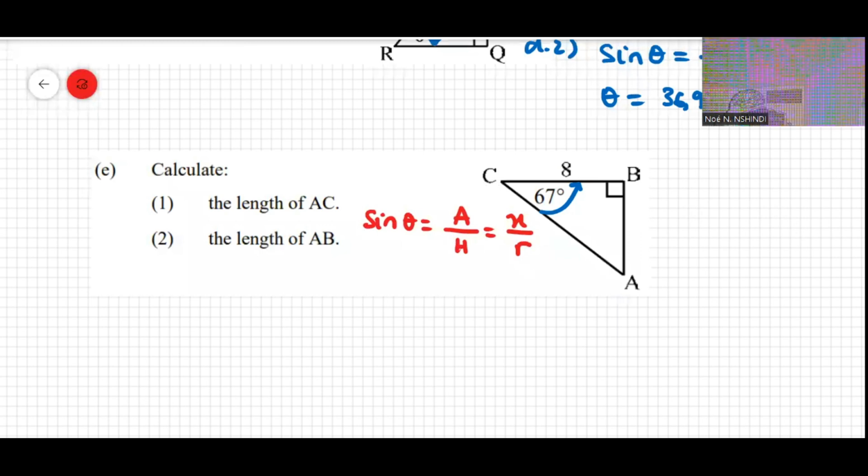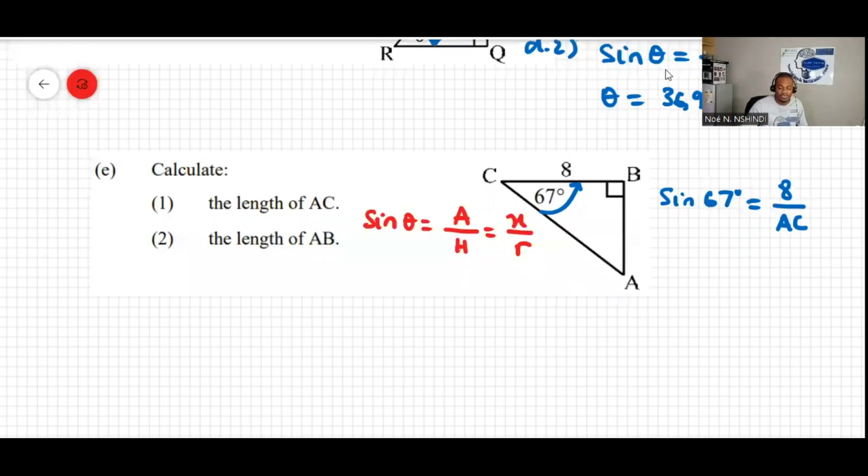Now the values. We say that sine of 67 degrees will be equal to adjacent, which is 8, over hypotenuse, which is just AC. We can solve this by cross multiplication.